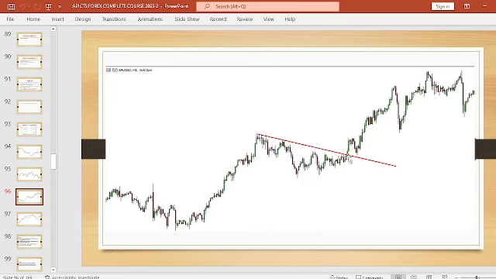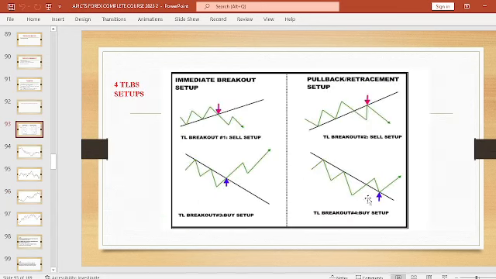Breakout and retest. Price broke the trend line and came to retest. This is even good on 1 hour. Price broke out this trend line and came to retest the trend line before continuing in the upward direction. So this is a breakout and retest, of the buy direction. You can see it here now.